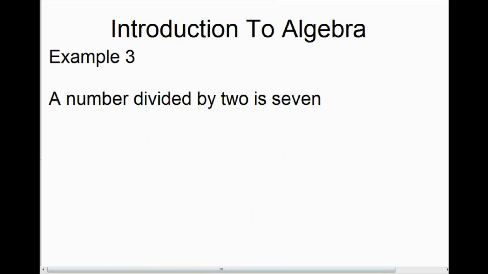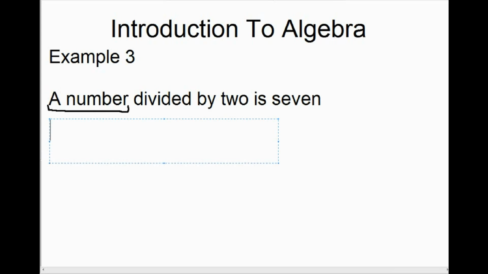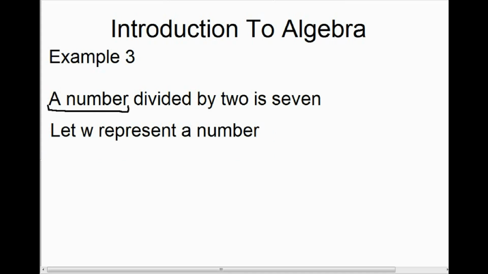So here's another example of where we have to translate an English sentence into a math sentence. And once again here we have a piece of information that can vary. So the first part of this sentence here, it just says a number. We don't know what the number is, so that number can be different. It can vary. So our first step here is to assign a variable to that piece of information. I'm going to say let W represent a number.